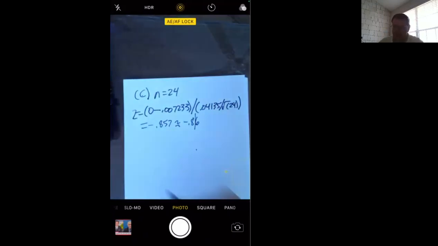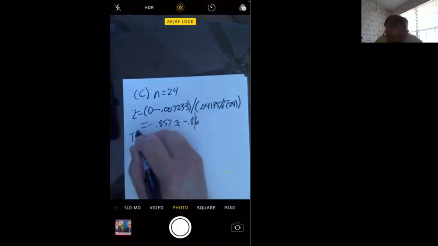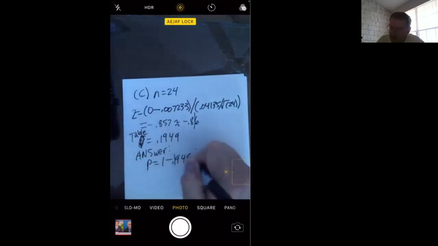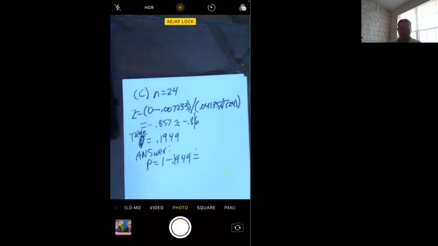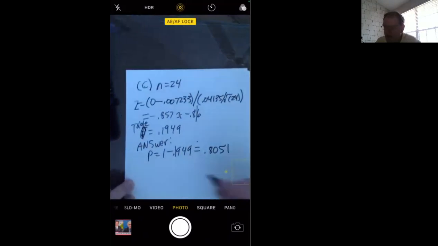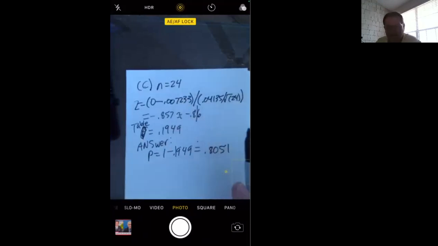0.1949, or let's say the table value. Our answer is 1 minus 0.1949, which is 0.8051. 80% chance. And you see the probability going up and up as your time horizon goes out. That's what they're getting to in Part E.